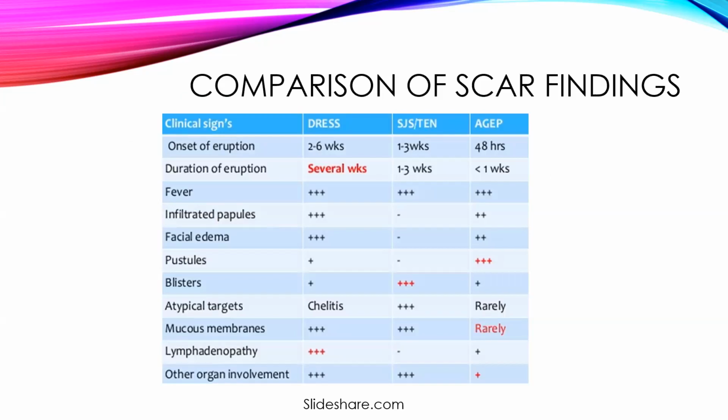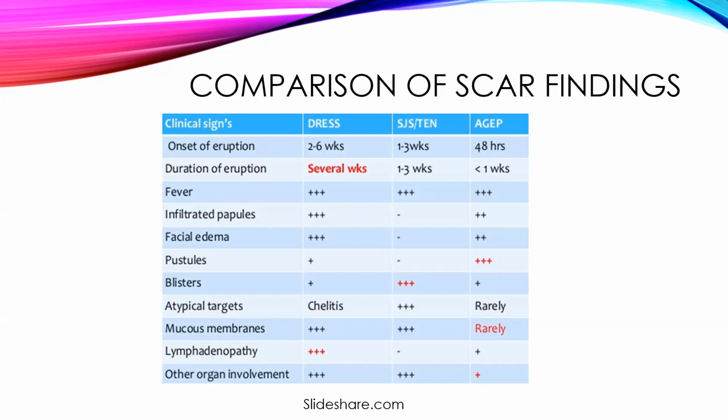This chart just helps compare those differences between the 3 sets of diseases. The main differentiation really is the onset of eruption, and then the duration of the eruption as well, whereas Stevens-Johnson syndrome and AGEP tend to resolve very quickly. DRESS can continue for weeks, if not months. Fever can be present in all.